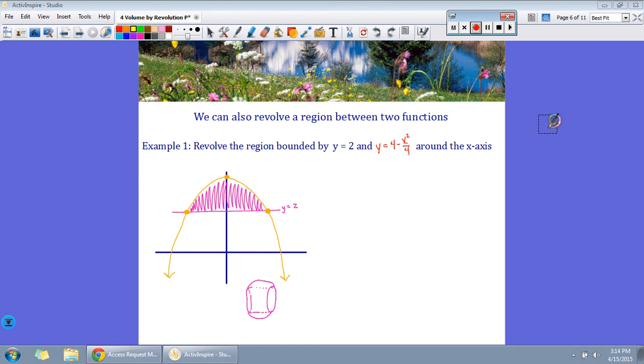For this one, our region is bounded by y equals 2, and the quadratic 4 minus x squared divided by 4, and we're going to rotate it around the x-axis. So we have a shape that looks something like this. In order to figure out our limits of integration, we're going to need to find these two intersection points. So I'm going to set the quadratic equal to 2 and then solve for x.